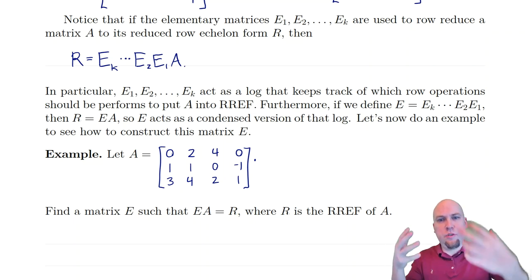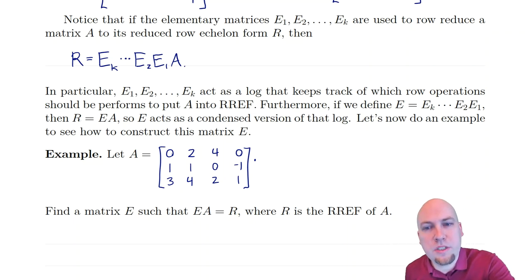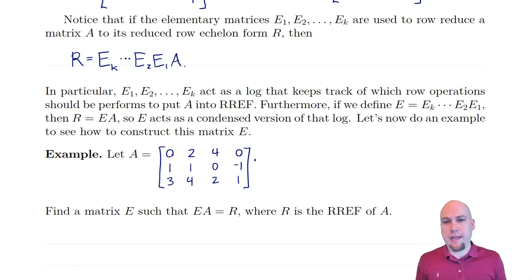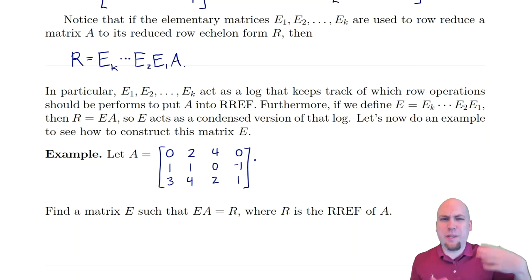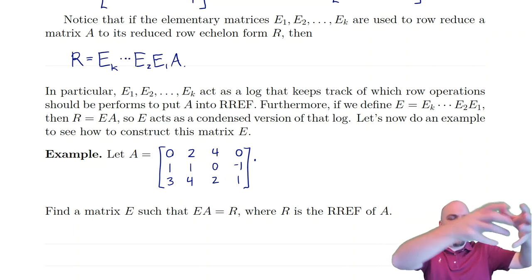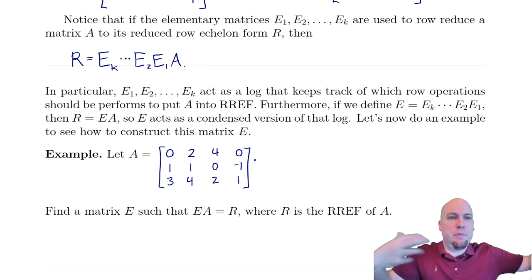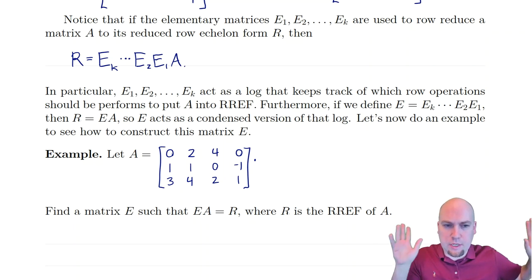Well, you do the linear combinations of rows that are specified by this big ugly matrix here. Okay, and now I'm going to show you how you can actually find that matrix. So let's go through an example that shows how to find this matrix without listing out all of these elementary matrices and multiplying them together, because that's a lot of work. We're not going to do that much work.